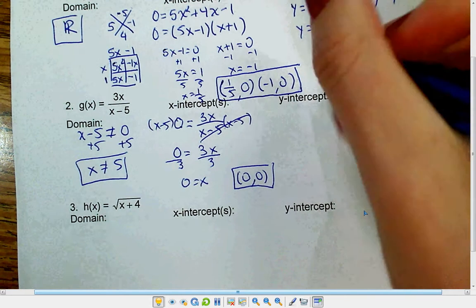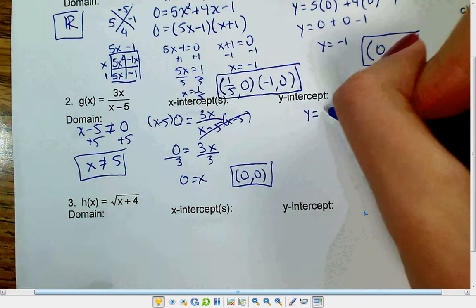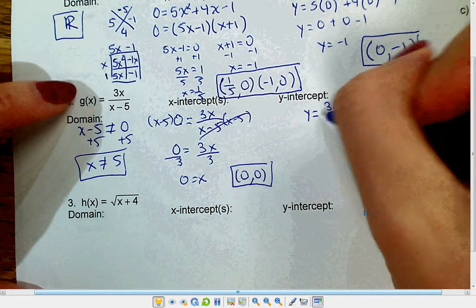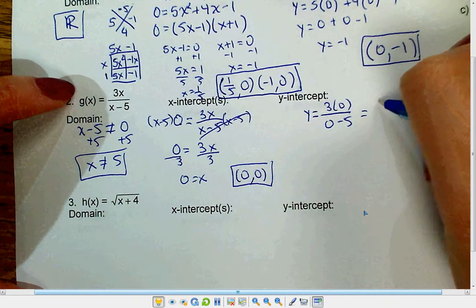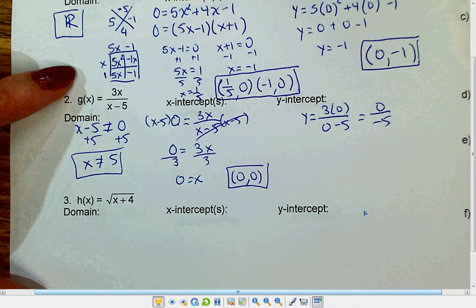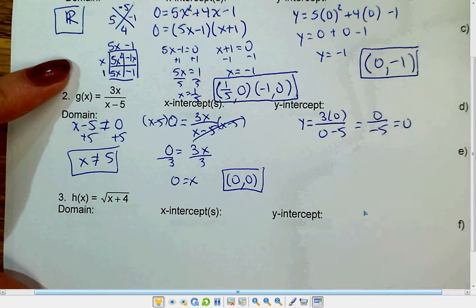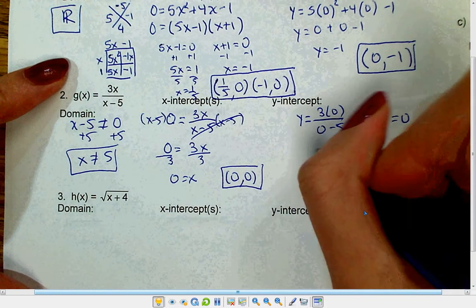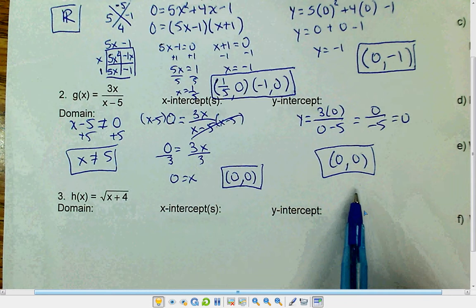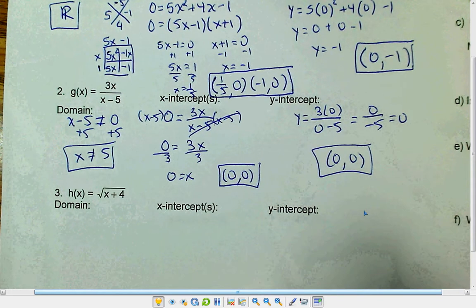For my y-intercept, now I'm plugging in 0 for x, which gives me 0 over negative 5. My y value is 0, and so my y-intercept is also (0, 0), because I know my x is 0.